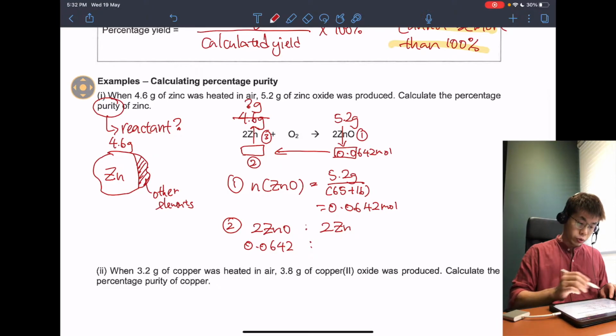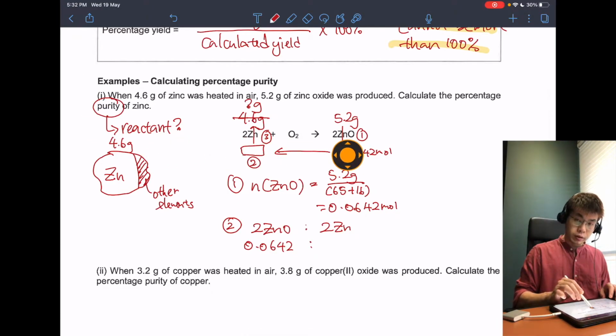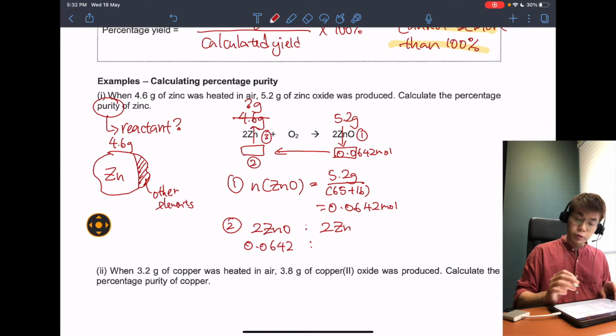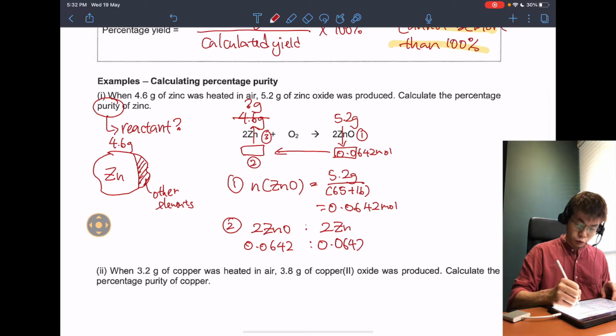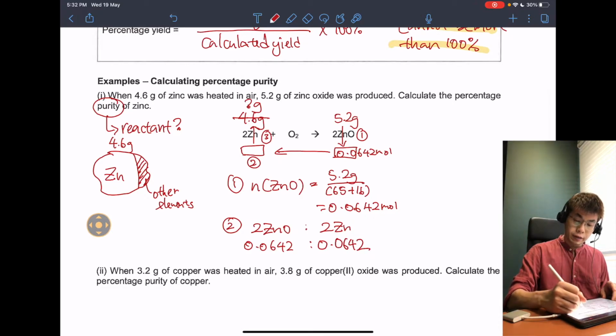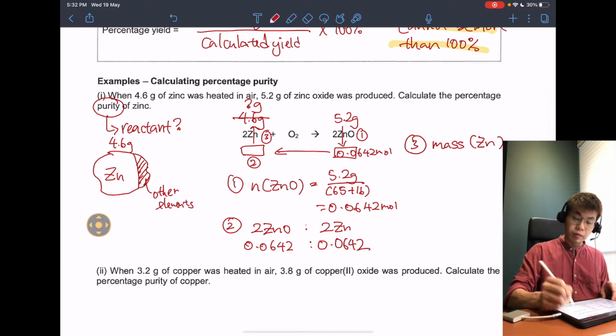So the mole ratio of zinc to zinc oxide is 2 is to 2. So that's why it's 2 is to 2. So 0.0642 will be equals to 0.0642. Now I can find, finally in step 3, the mass of zinc. And this mass of zinc is pure zinc.